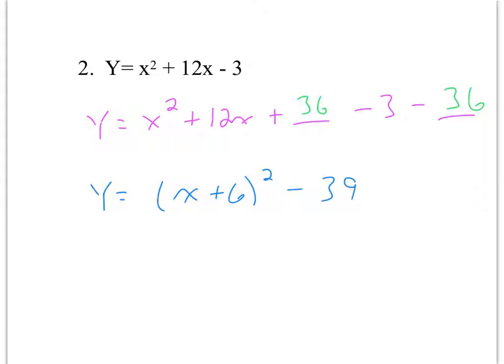So now I have this x squared plus 12x plus 36, which, I hope you recognize, is x plus 6 squared. I'm sorry, minus 3 minus 36 is negative 39. So there's my equation in vertex form.